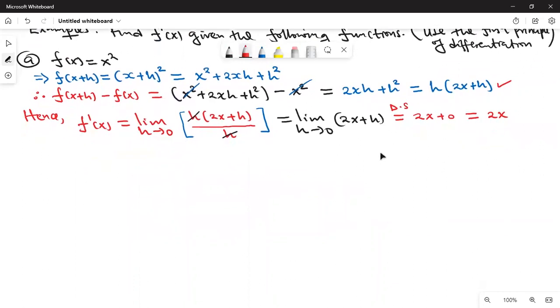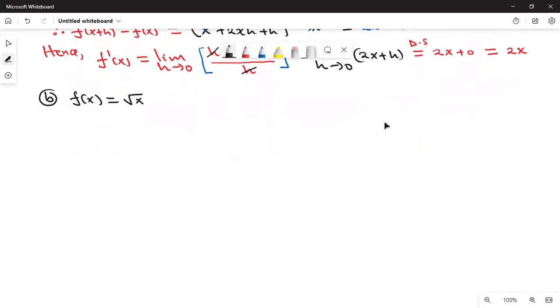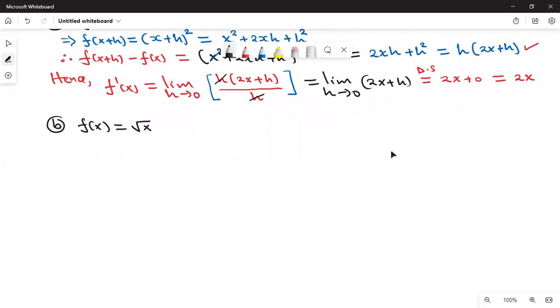Another function is f of x equals the square root of x. So we talk of part B, f of x is equals to the square root of x. Again, we need to use first principle to find the derivative of that function. So here, let us find f of x plus h. We need to find f of x plus h.